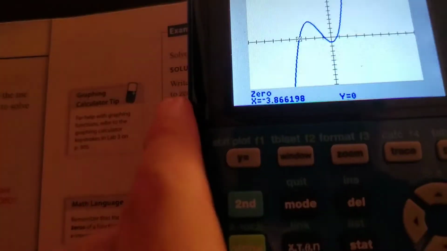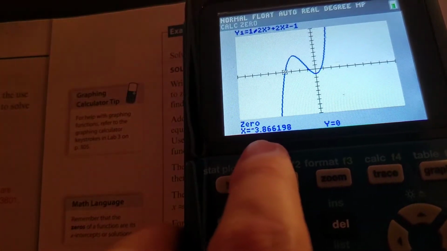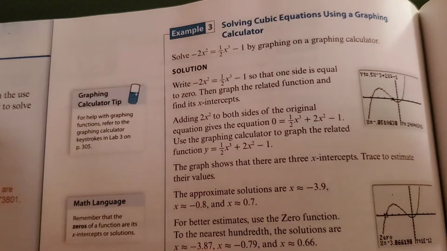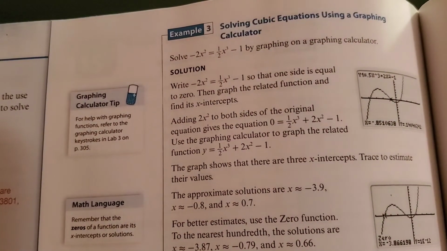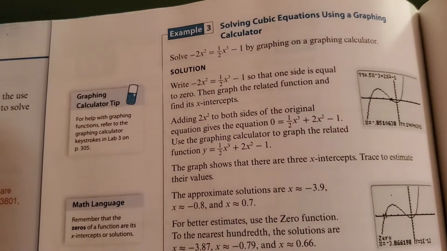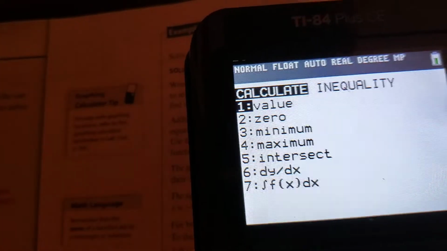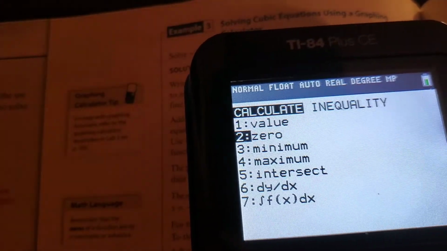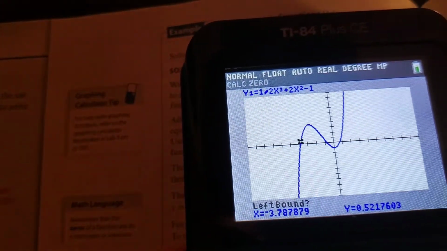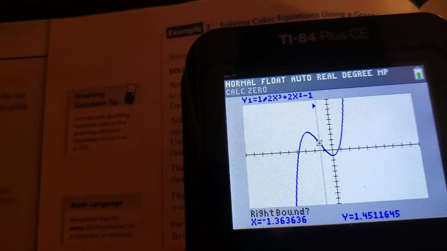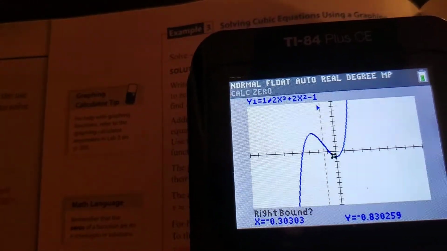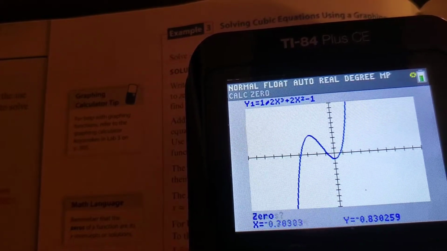Oh, sorry. It wasn't even showing you. Negative 3.866198. In here, they say it's about negative 3.87, which is rounding to the second decimal. So that's right. Then we do it again, right? We go to second trace. I press 0 again. Then we go all the way to the left of my second zero or solution, or the root, however you want to call it, interchangeable terms.